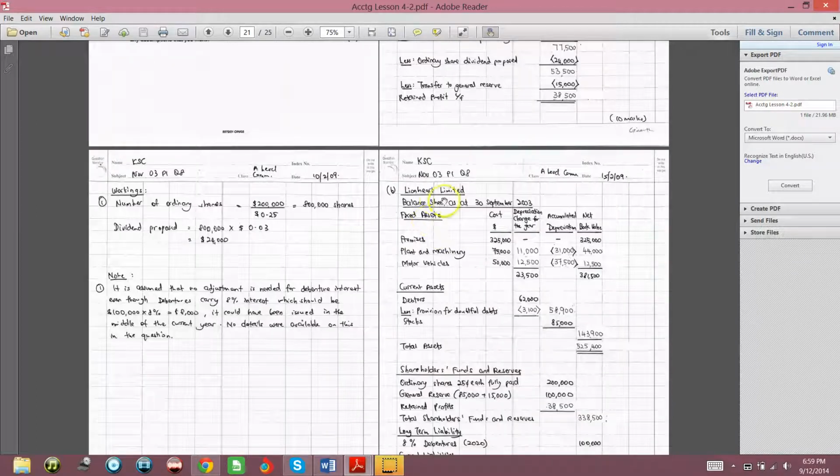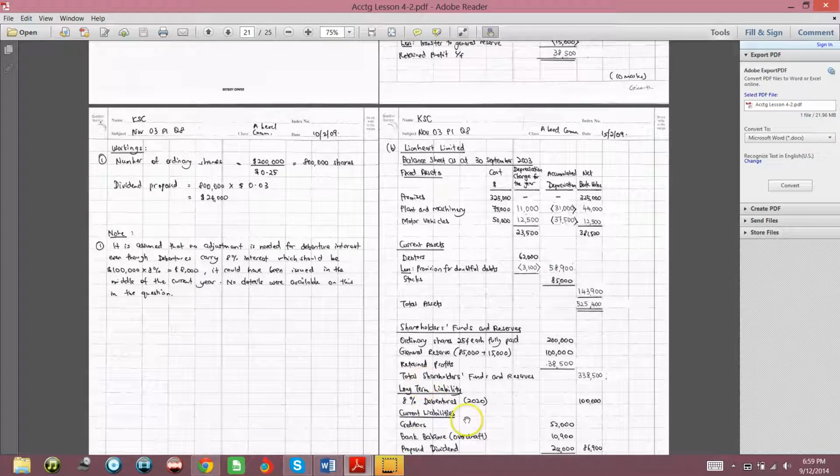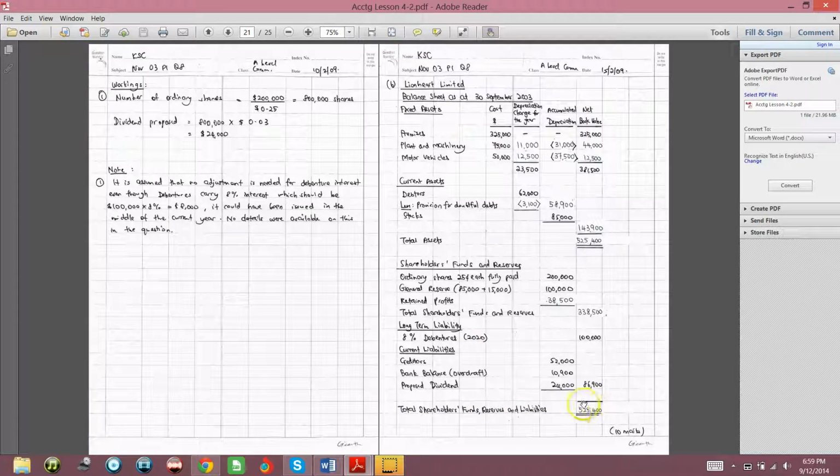So draw up the structure first. Lionheart Limited balance sheet. So fixed asset, current asset, then here I get total asset. Then shareholder fund and reserves, then long-term liability, then current liability. Then here, this is total shareholder funds and reserves. You can do it in 2 pages, space out.